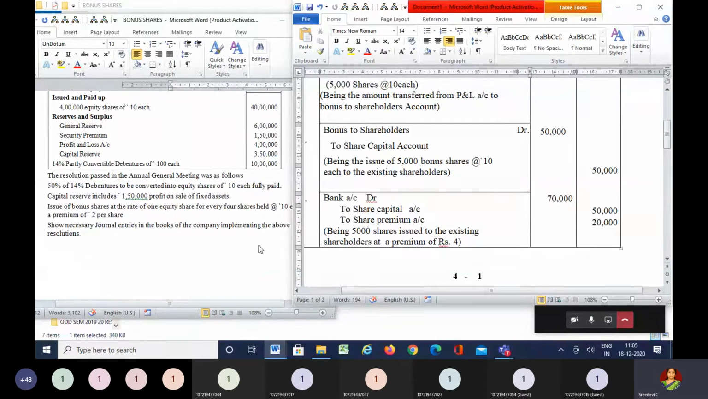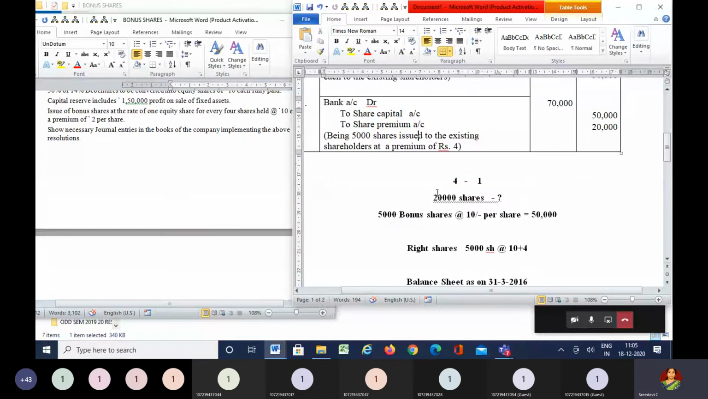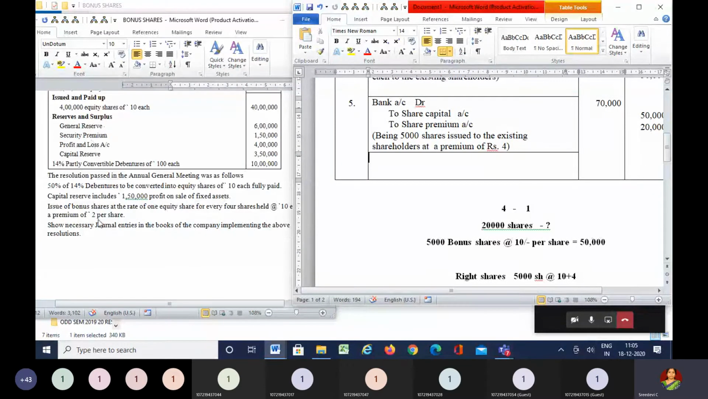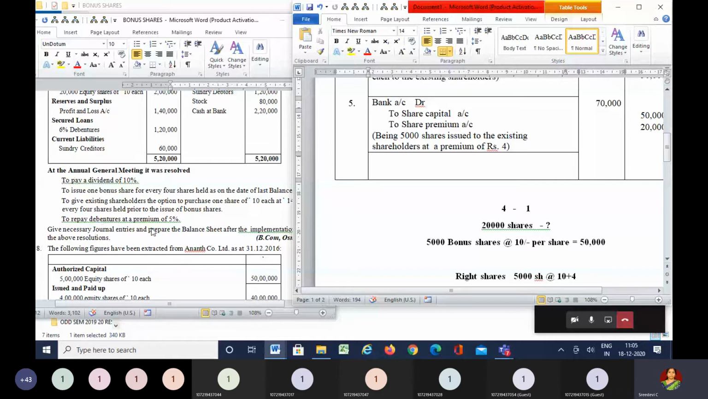Now let us go with the fourth resolution. That is the last one here. So coming to the last resolution, as it says, to repay debentures. So here the company has decided to return back the debentures, and the debentures are 6% debentures having a value of 1,20,000, and this redemption is going to be taken at a premium. So whenever it is going to be at a premium, definitely it is going to be a loss to the company, right? So let us see how they have to be repaid.